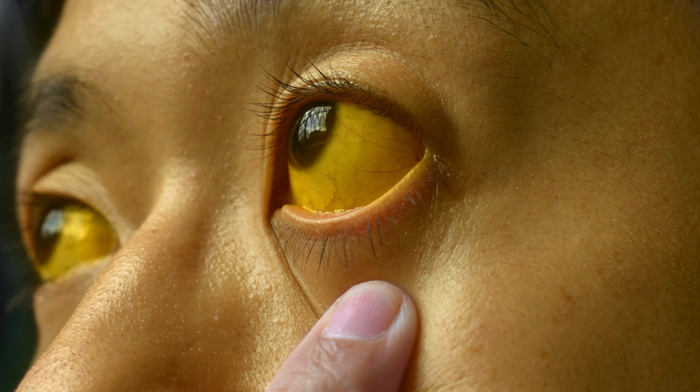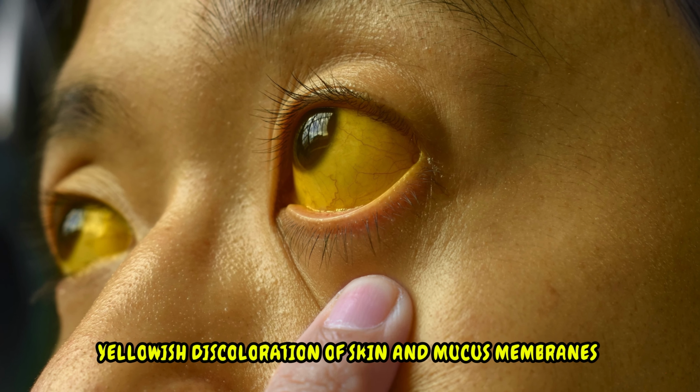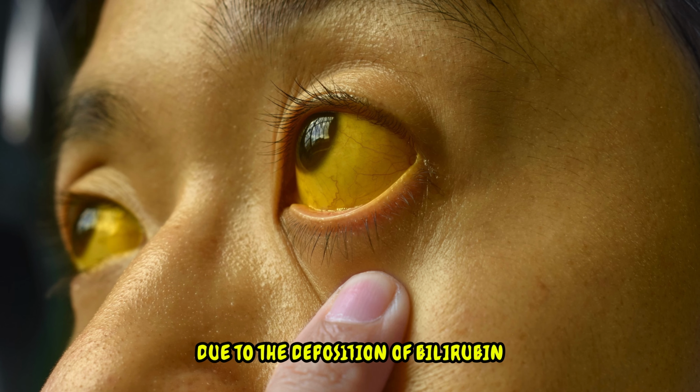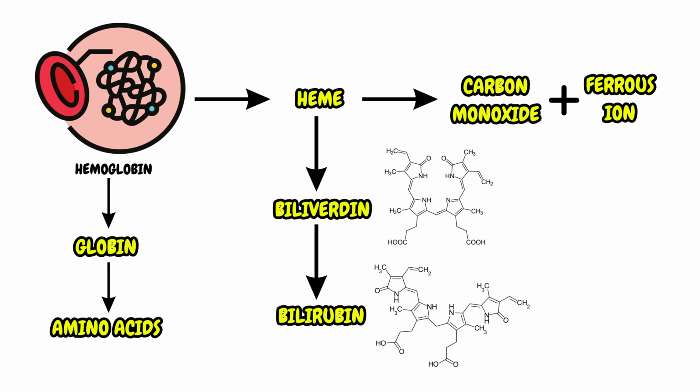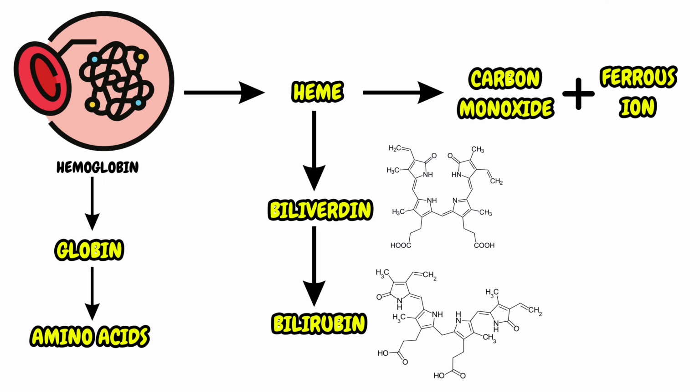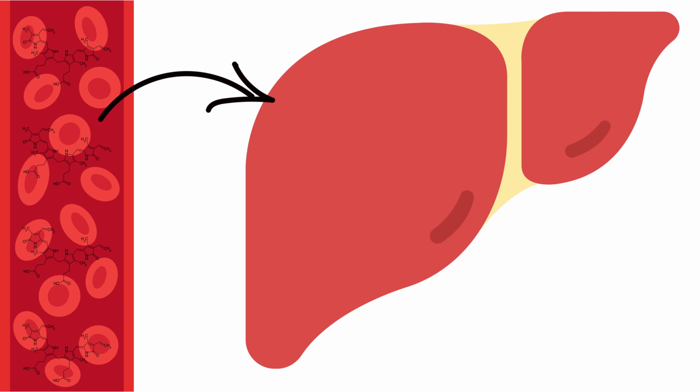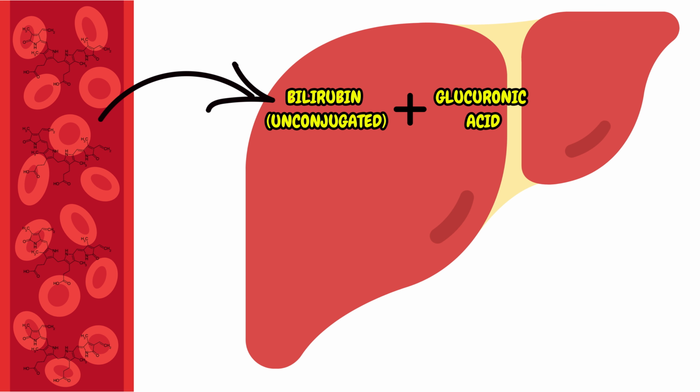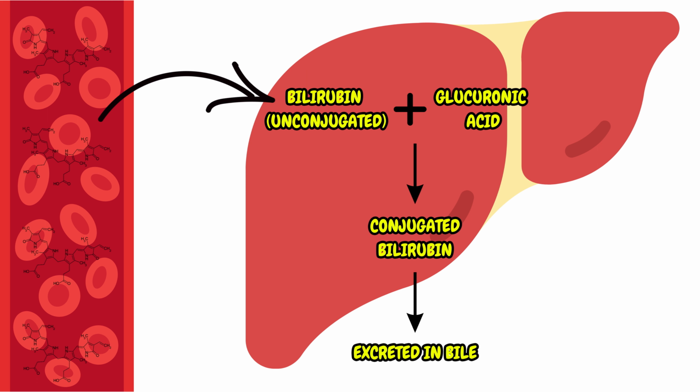Jaundice is defined as the yellowish discoloration of skin and mucous membranes due to the deposition of bilirubin. Bilirubin is the final product of hemoglobin breakdown. Once formed, it is released into the bloodstream and then taken up by the liver. In the liver, bilirubin is combined with glucuronic acid to form conjugated bilirubin. This conjugated bilirubin is then excreted in bile.